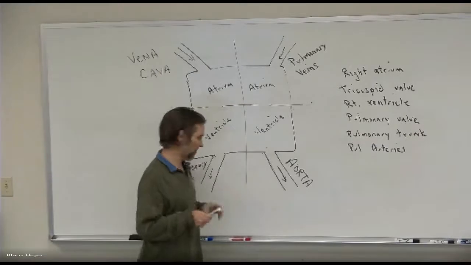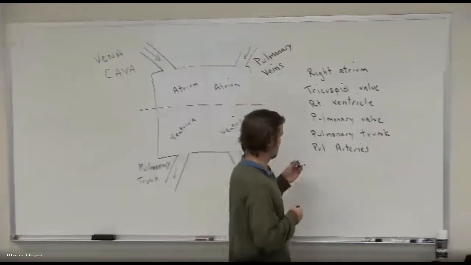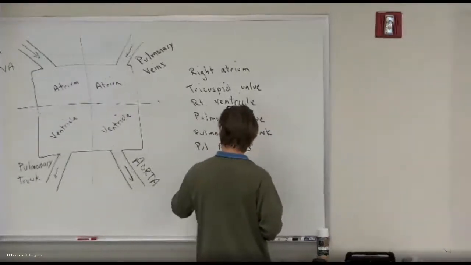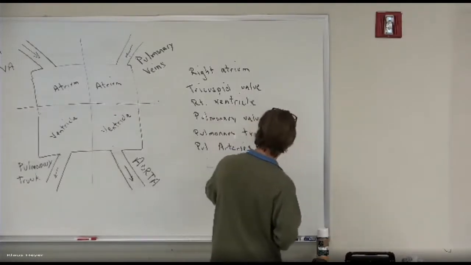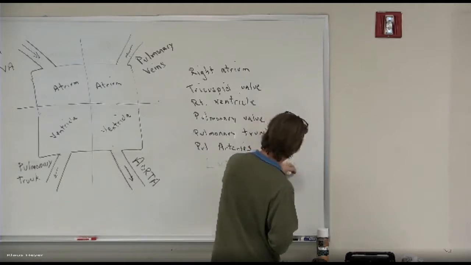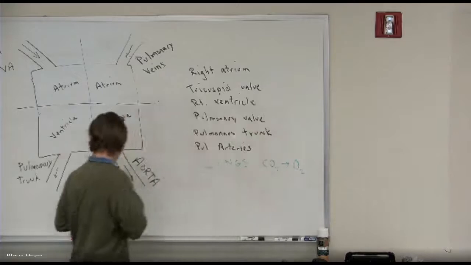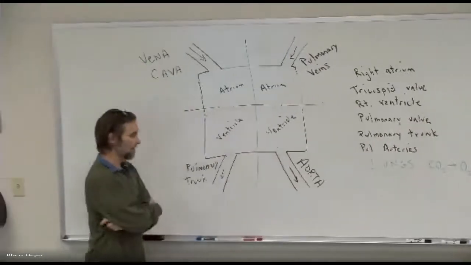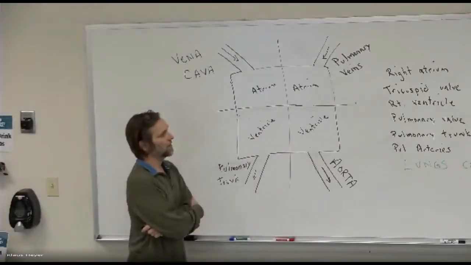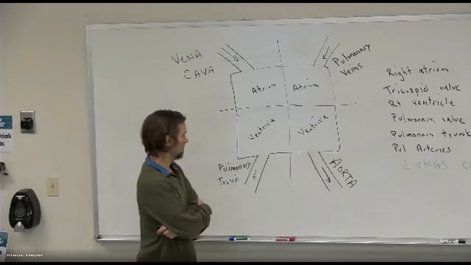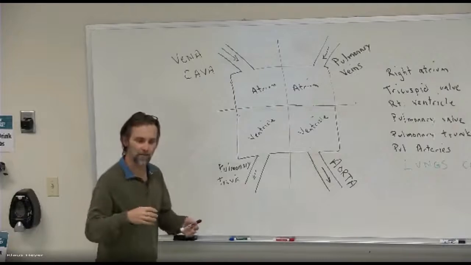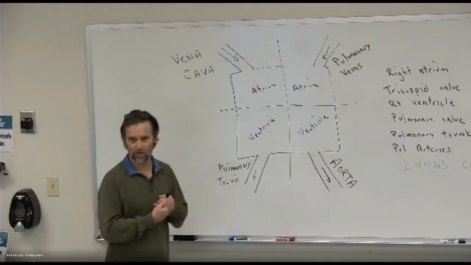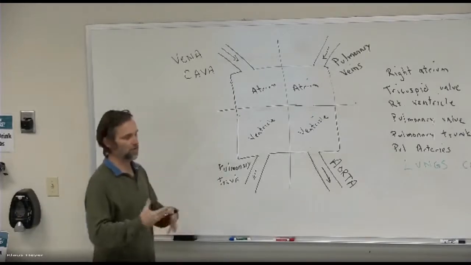And then we're going to be at the lungs. And we're exchanging carbon dioxide for oxygen here. So pulmonary trunk becomes... usually a trunk is something that's like before arteries. So whenever you see something that's like a trunk, it's going to become an artery.